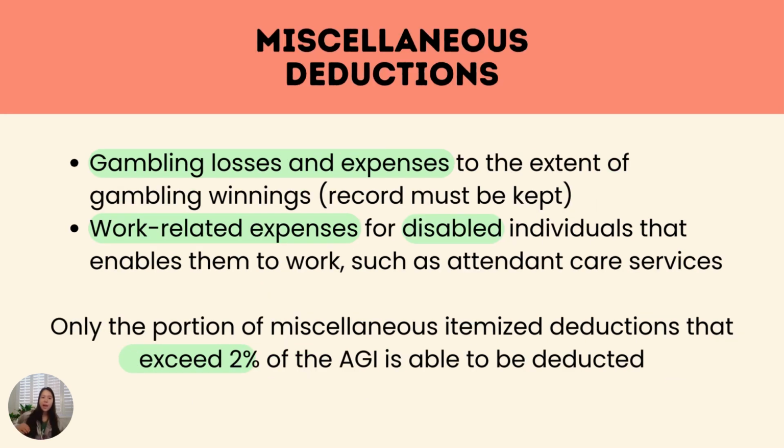Okay. And the last one we have is miscellaneous deductions. These include either gambling losses and expenses or work-related expenses for disabled individuals that enable them to work. So these are two very specific types of miscellaneous deductions. And if the taxpayer has either one of these, only the portion of miscellaneous itemized deductions that exceeds 2% of the AGI can be deducted.